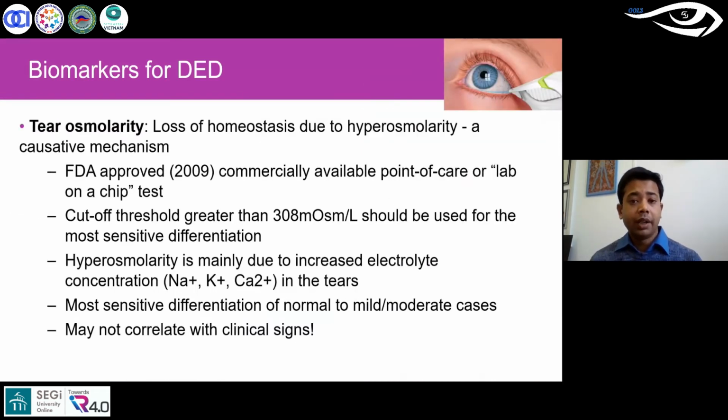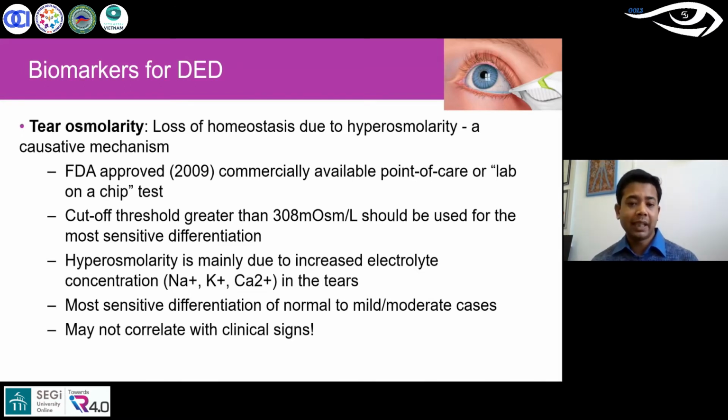Now, tear osmolarity, I'm sure you have done it or have heard about it or read about it. It's been used for the last 11, 12 years now. We know that in the tear film there's loss of homeostasis due to hyperosmolarity, and tear osmolarity assessment does very well. FDA approved this in 2009. It's now commercially available as a point of care lab-on-chip test. It can be a bit expensive in some areas in the world, but it tests very well. It tells us whether there is hyperosmolarity or not.